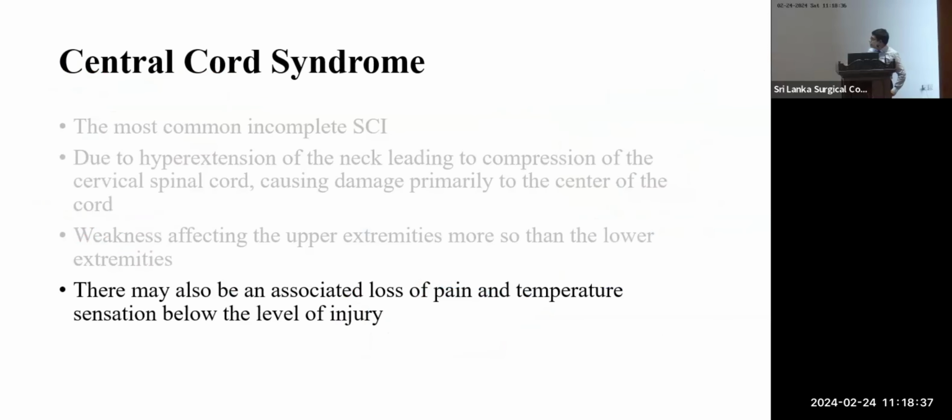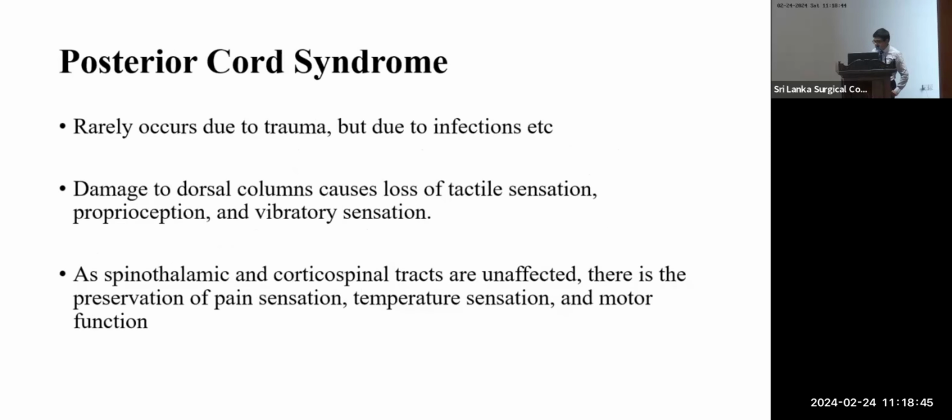And of course, there may be other sensory deficits depending on the extent of the injury. Then you get posterior cord syndrome when there is damage to the posterior column. Usually, this is not due to trauma, but to things like epidural abscesses commonly.